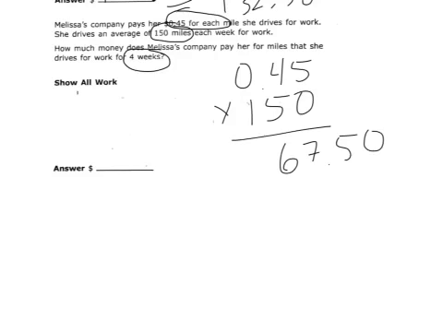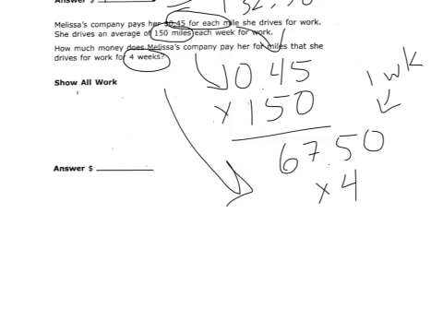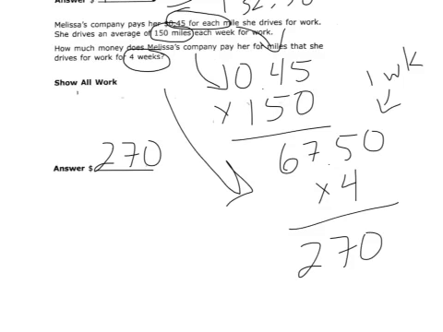So I'm even going to do, for the blue-haired old ladies, I'm going to put the arrows right here, and then I'm going to put 1 week, $67.50. And then for 4 weeks, I do times 4, and that's going to give me $270. So the answer is $270.